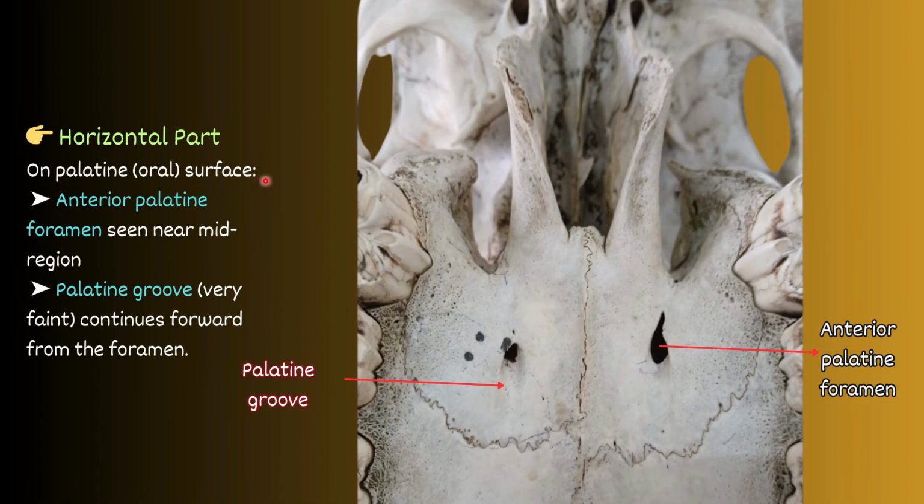On the palatine surface or oral surface of the horizontal part, what will you find? You will find the anterior palatine foramen near the mid region. So this foramen is the anterior palatine foramen. You can also find a palatine groove, a very faint groove that continues forward from the foramen. You can clearly see a groove. So the foramen is the anterior palatine foramen and the very faint groove is the palatine groove.